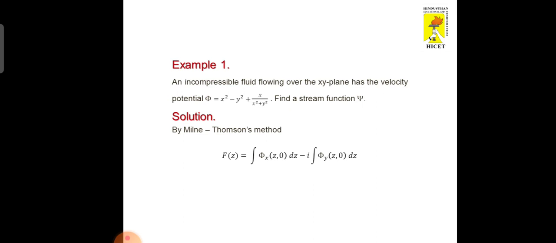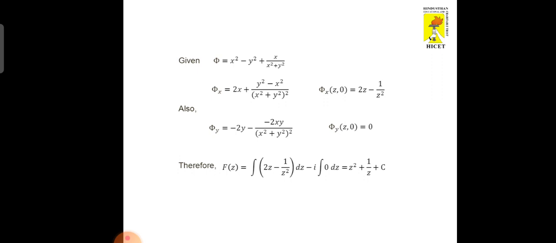We know that Milne-Thomson's method: f(z) = ∫ ∂φ/∂x (z,0) dz − i ∫ ∂φ/∂y (z,0) dz. Now, for the given function, we consider φ = x² − y² + x/(x² + y²). Now we find the first order partial derivatives with respect to x and y.